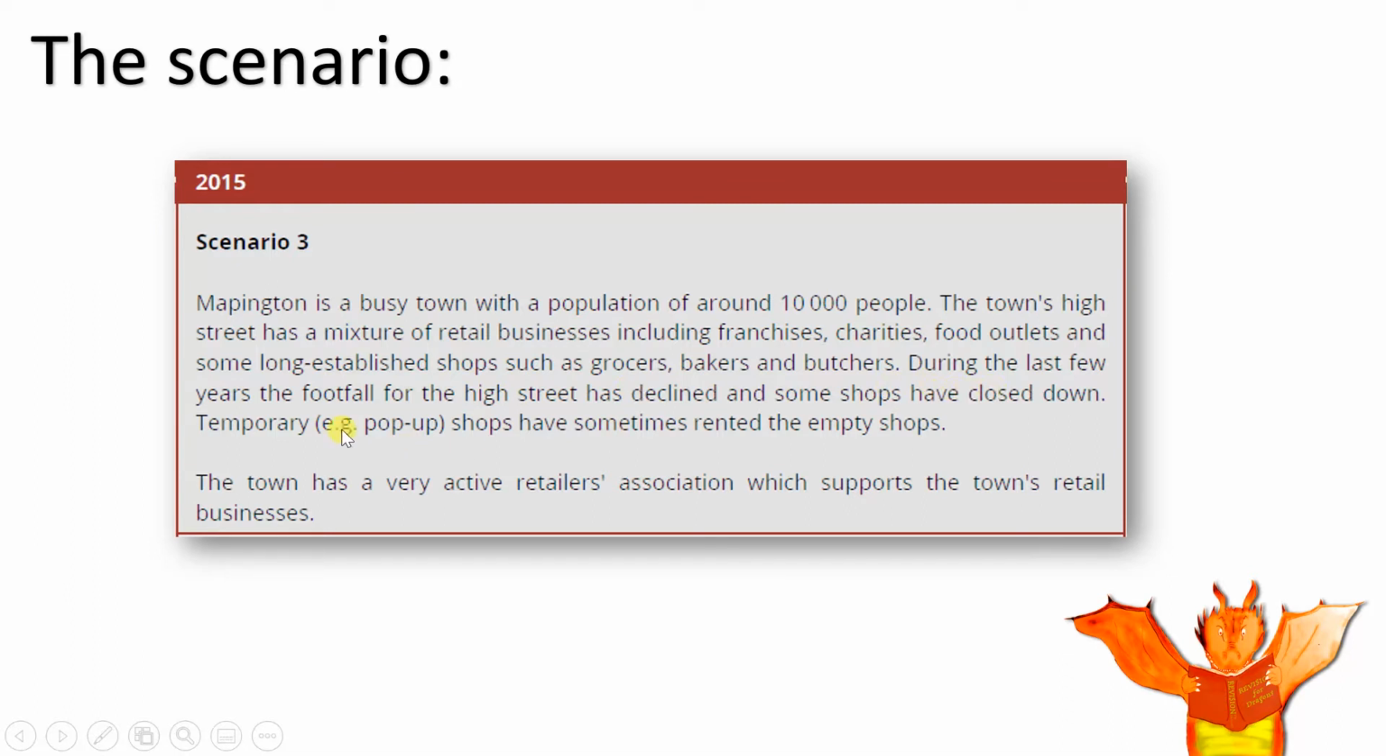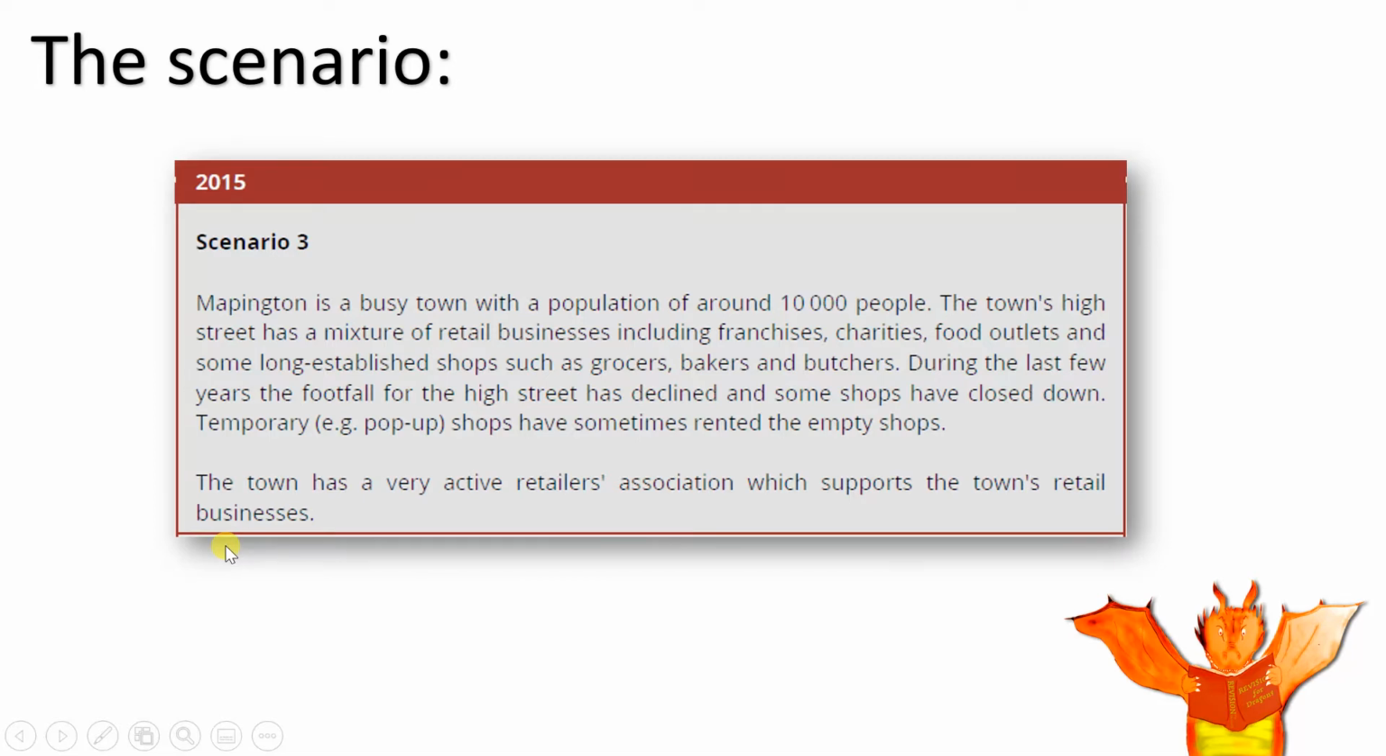During the last few years, the footfall for the high street has declined, and some shops have closed down. Temporary shops like pop-up shops have sometimes rented the empty shops. The town has a very active retailers association which supports the town's retail businesses.